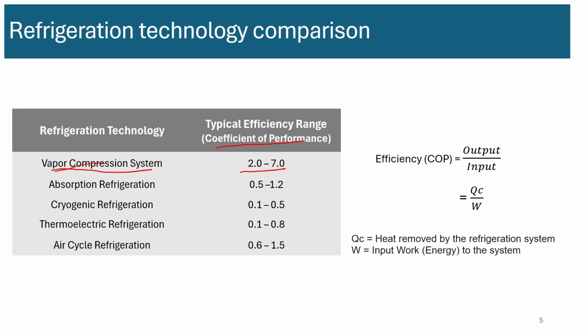Now, here, if you don't know what efficiency is, it's defined here. It's output over input. The input is typically the electrical power that you supply to the system, and the output is the amount of cooling that the system provides, which is basically the heat removed by the refrigeration system from the space or the substance that you want to remove the heat from.